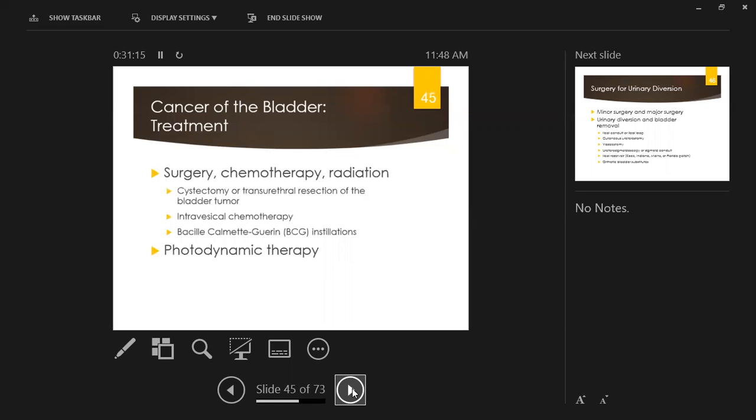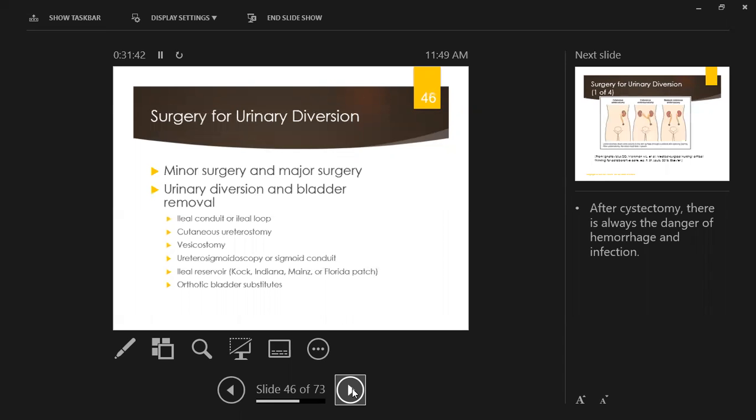How do we treat it? Surgery, chemo and radiation, cystectomy or transurethral resection of the bladder tumor. We see this a lot. When it is done, we look for bleeding afterwards. These patients are usually put on irrigation following. Intravesical chemo is also used to treat this, and Bacillus Calmette-Guérin or BCG instillations can work to kill the cancer from within the bladder. Photodynamic therapy may also be used.